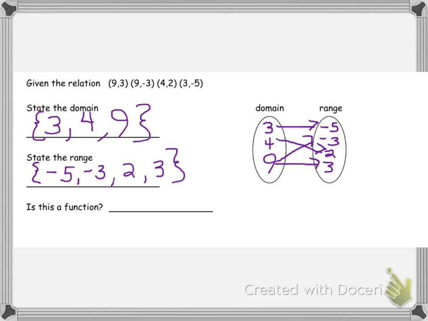Is this a function? Remember the definition of the function. A function is a special relation where every element in the domain is matched with only one element in the range. Hopefully you said no. 9 was matched up not only with +3, but also -3, and therefore this relation is not a function.